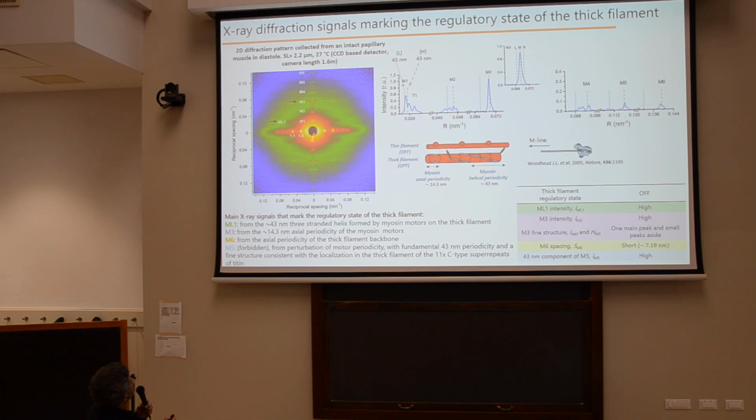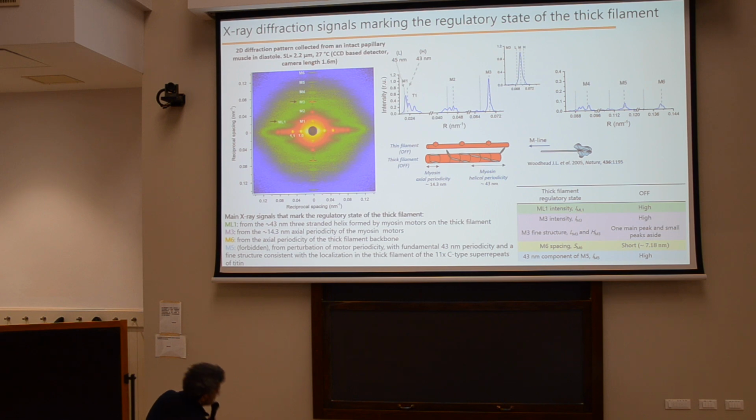axial periodicity on this axis, and at rest, and therefore with the heads in the off state, the intensity of this reflection is high, and this reflection shows a fine structure where there is one main peak and two small satellite peaks, low angle and high angle peaks. And those peaks are related to an interference effect of the two arrays of myosin motors across the M line.